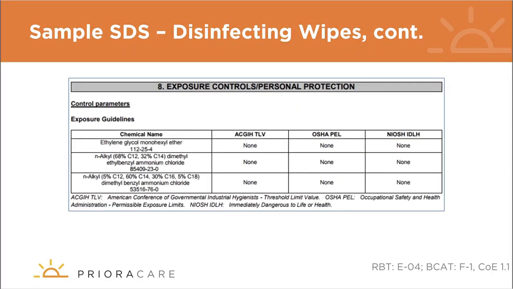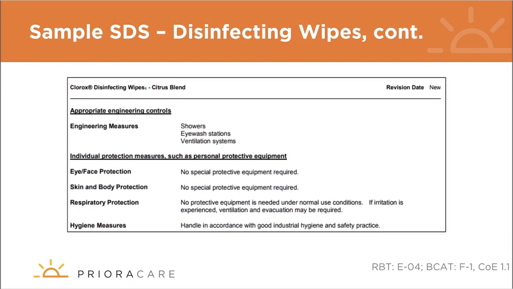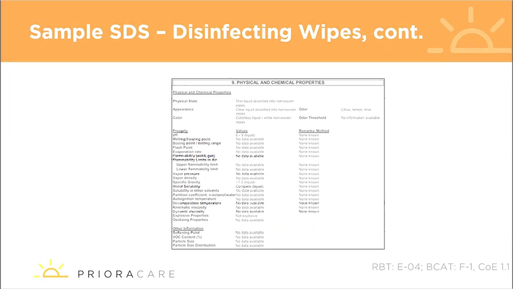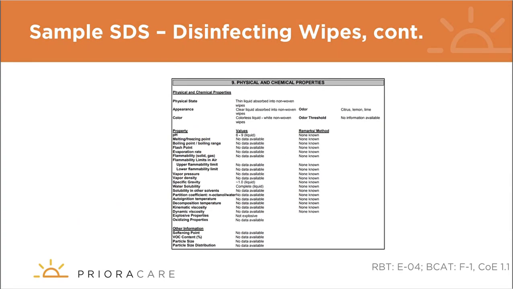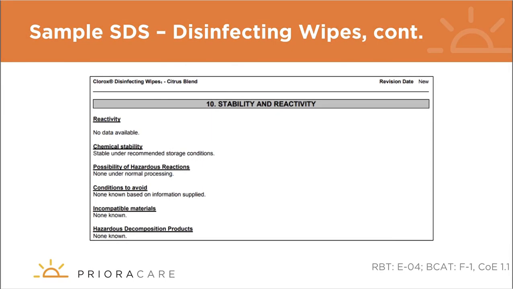Section 8 goes over exposure controls and personal protection. Specifically, this safety data sheet lists that there is no special protective equipment required for the eyes, skin, or respiratory systems when using the disinfecting wipes. Section 9 lists the physical and chemical properties. Section 10 lists the stability and reactivity, which are either unknown or none.